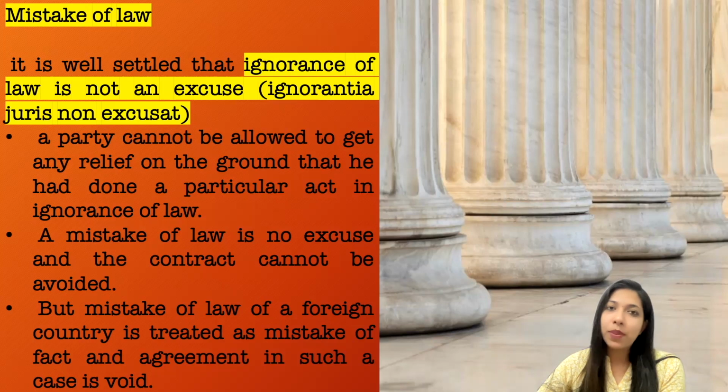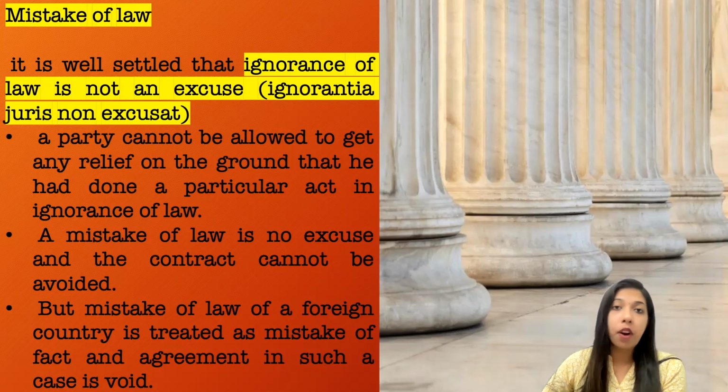Look into the screen and try to understand. The first point is that a party cannot be allowed to get any relief on the ground that he had done a particular act in ignorance of law. That means he cannot say that I was unaware of the law, I don't know the law. Also, a mistake of law is not excusable and a contract cannot be avoided. When you enter into a contract by mistake of law, later on you cannot plead that you did not know what the law was.